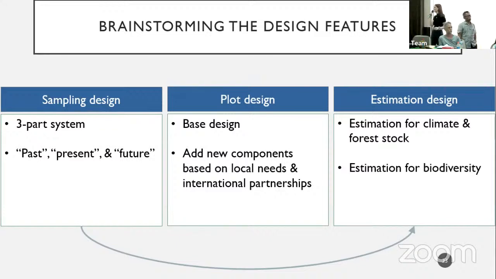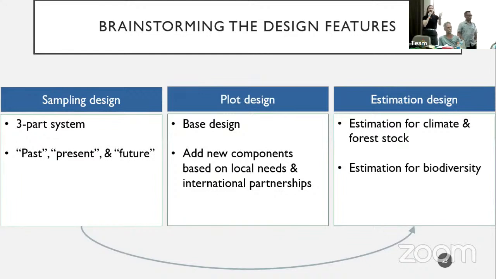And yeah, let's start. So I'll describe each of these in more detail in the next slides. But to give an overview, you're going to see a 3-part system for sampling design, where we look at the past, we look at the present, and we prepare for the future. For the plot design, it's really important to have a base design, so, you know, the standard elements. And because there are so many interests from the national park and from the consortium, it's important that we can add new components based on those needs, based on changing needs, based on international partnerships. So more about that later.